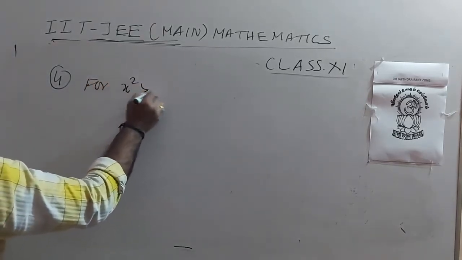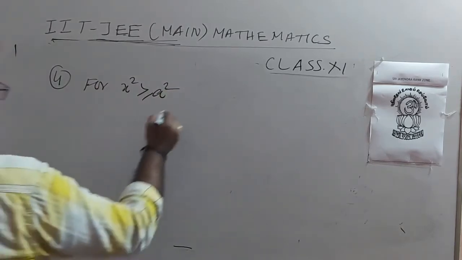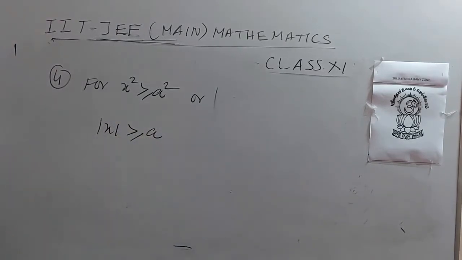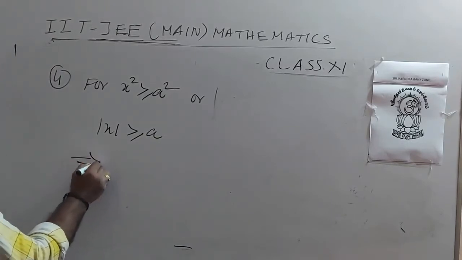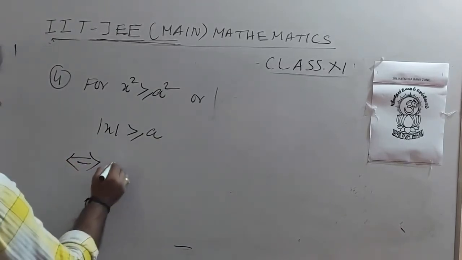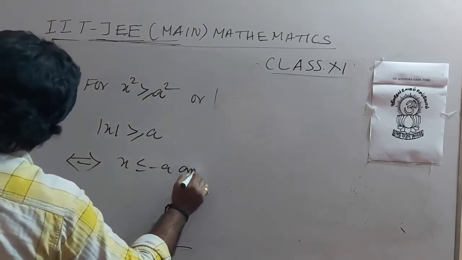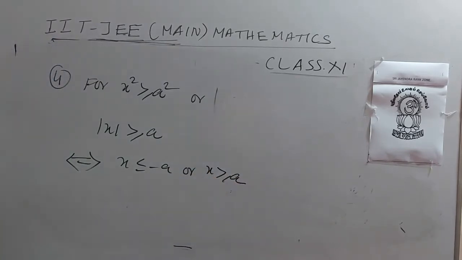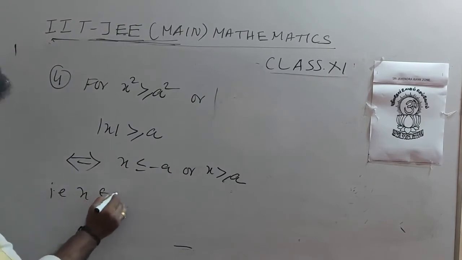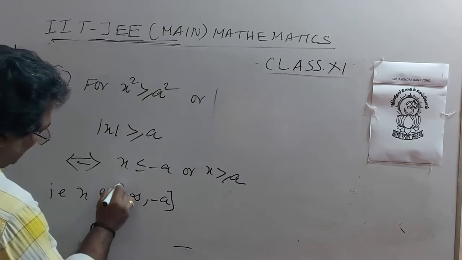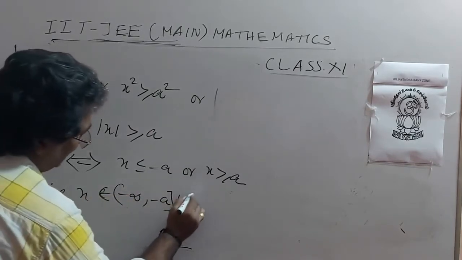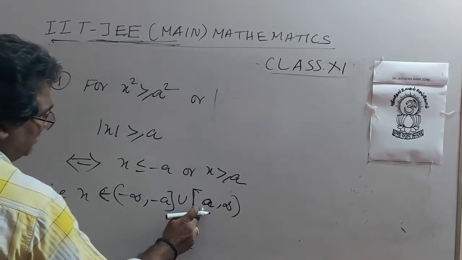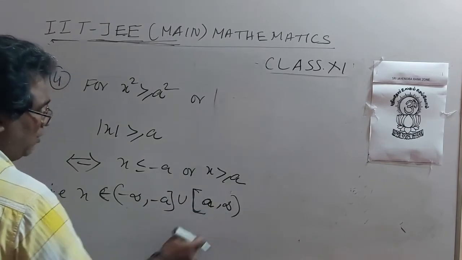For x squared greater than or equal to a squared, or modulus x greater than or equal to a, if and only if x is less than or equal to minus a, or x is greater than or equal to a, that is, x belongs to minus infinity comma minus a, closed, union a to infinity, closed, with infinity open, including end points.